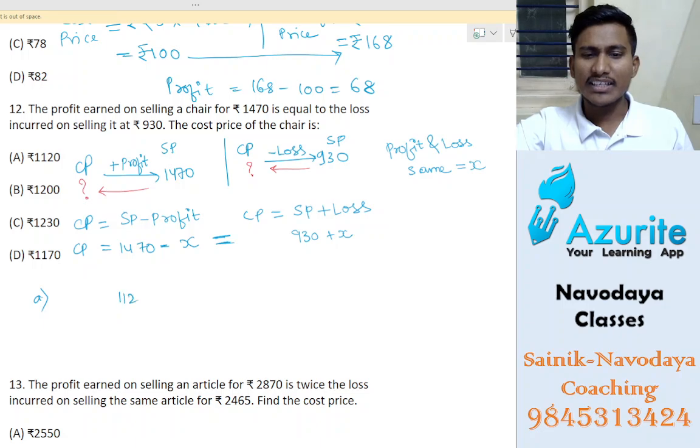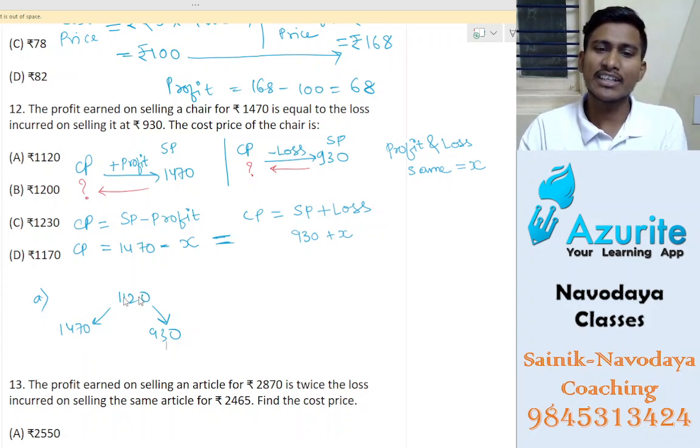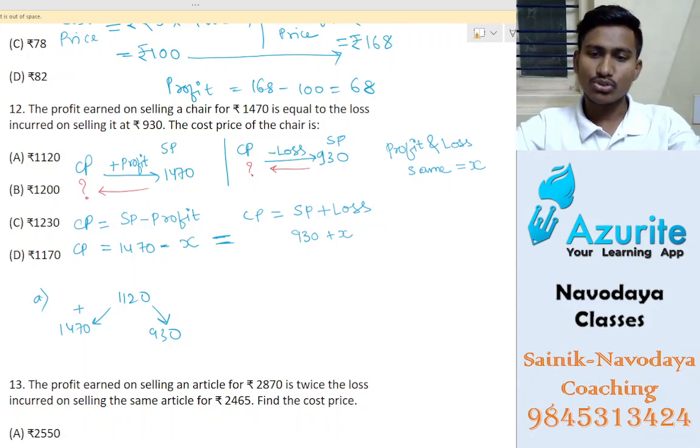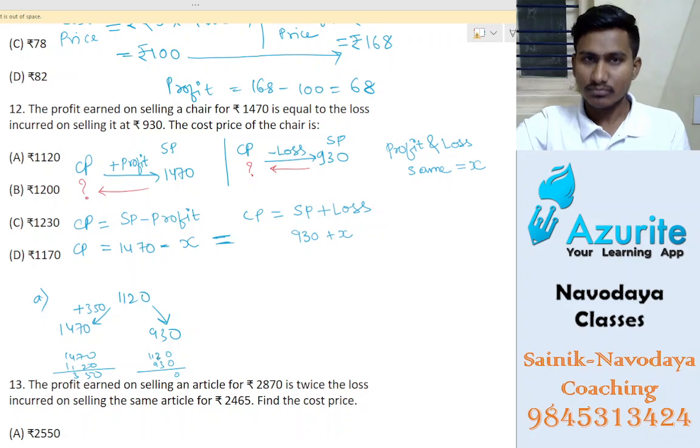So 1120 is there. On this side, 1470 minus 1120, how much answer will you get? Tell me. You should minus. 350. And on this side, 1120 minus 930, how much will you get? That is 190.